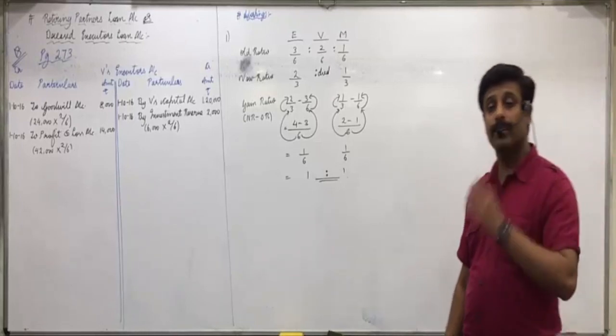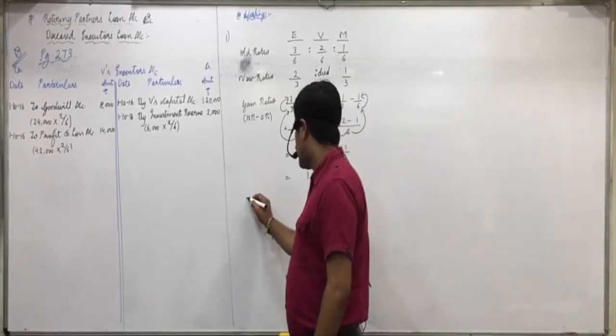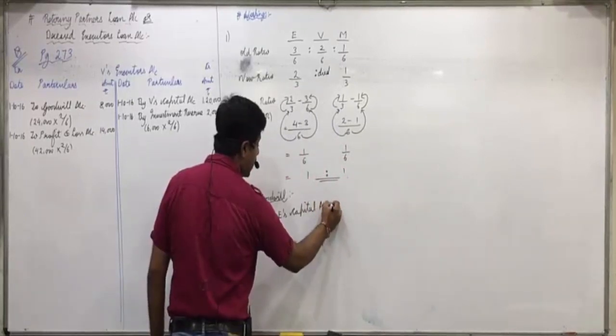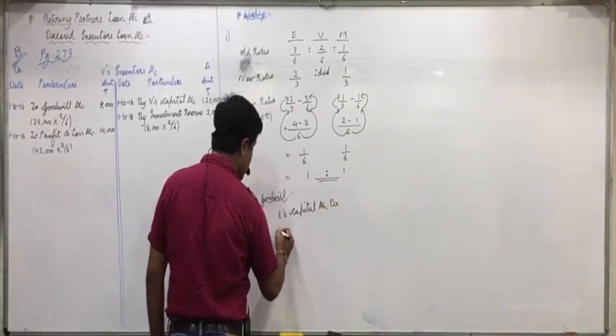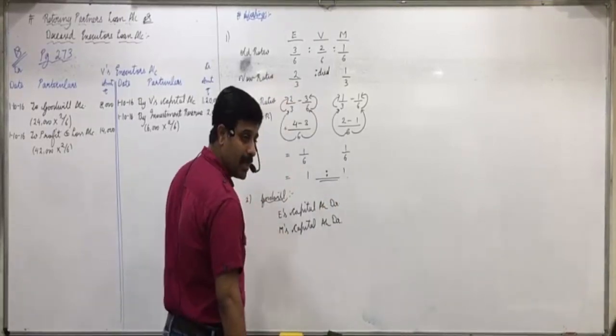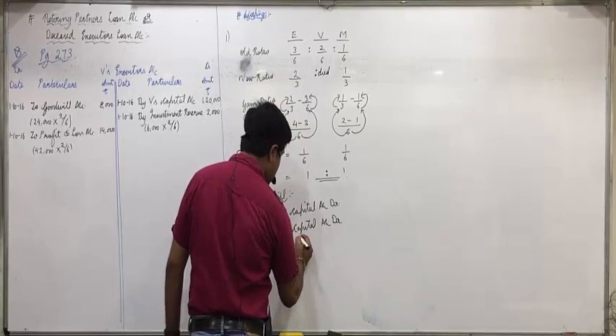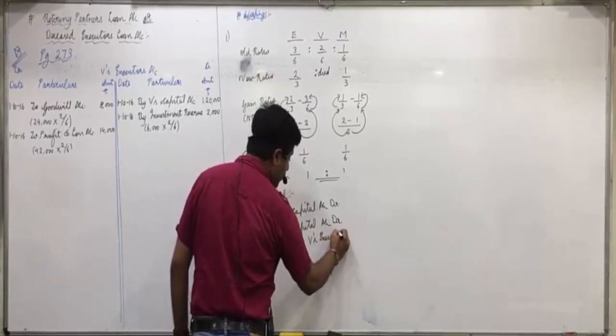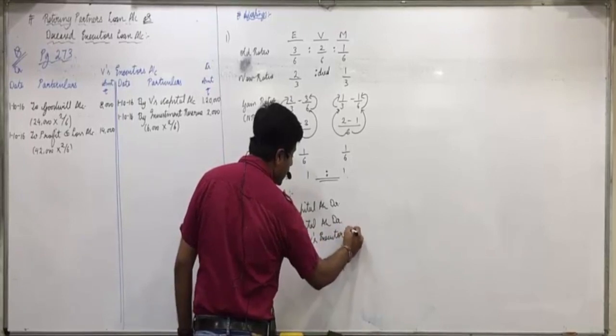Then, entry for goodwill. The remaining partners' capital accounts are debited: E's capital account debit, M's capital account debit, and to V's executors account. Is everyone clear with that?